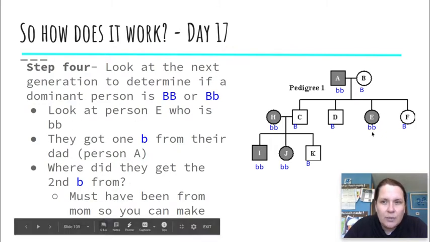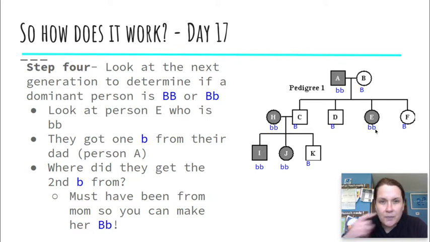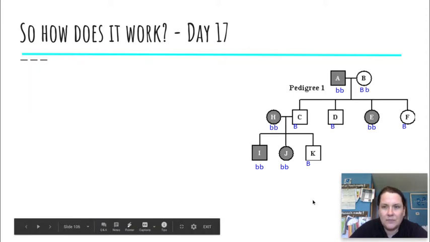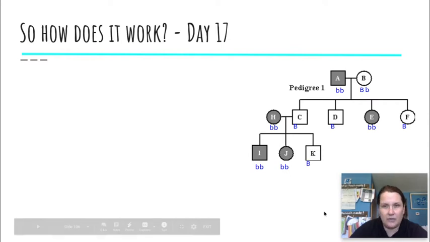If you look at person E right here, that is the child of A and B, and the genotype of this child is little b, little b. They had to have gotten it from somewhere. Where did E get this little b from? Got that from dad. And the other little b, where did they get it from? It had to have been from mom. So mom is heterozygous for that, and so we figured out that genotype right there.